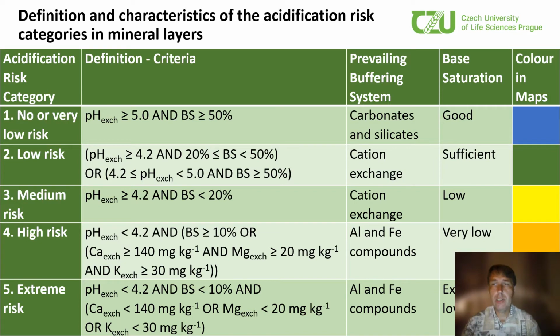This table shows the criteria defining several acidification risk categories. While the soils with no or very low risk have rather high pH and base saturation and carbonates and silicates as the prevailing buffering system, the high and extreme risk categories buffer mainly by reactions on aluminum and iron minerals.